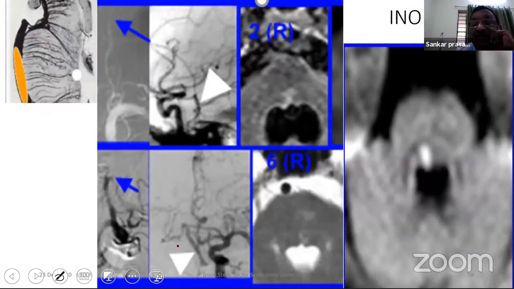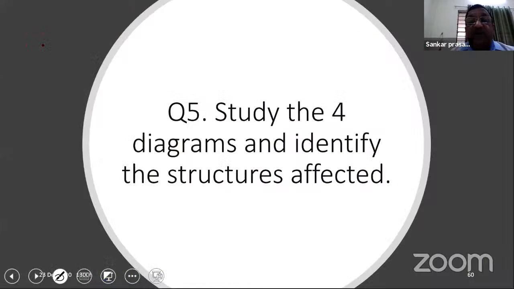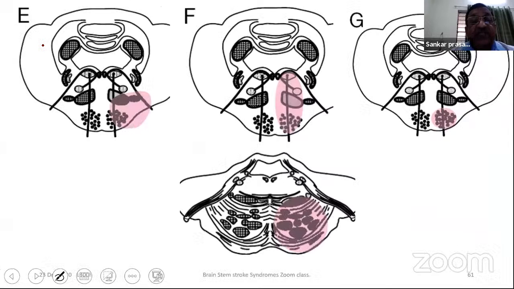So there are various infarcts which you can see, and in the brainstem syndromes, the pontine syndromes, you can see the lateral pons, how the blood supply is coming from the basilar artery, various branches, and any of them can get blocked and cause infarctions because of atherosclerosis or lipohyalinosis changes. You can have a lot of damage in small areas. Study the four diagrams and identify the structures which are affected in this case.